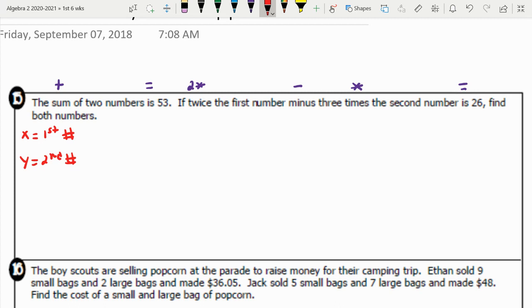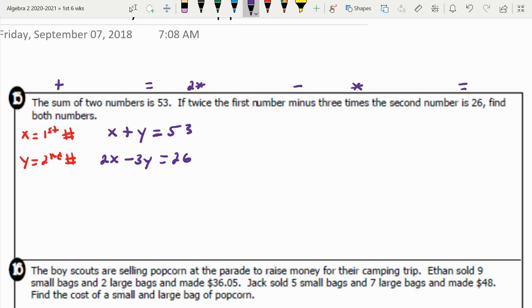All right, so let's set this thing up. First sentence, the sum of two numbers is 53. So we're going to take the first number, add it to the second number, and that equals 53. Pretty easy. Second sentence is a little more difficult. If twice the first number, so 2 times x, minus 3 times the second number, so minus 3 times y, is equals 26. And then we have our system correctly set up.